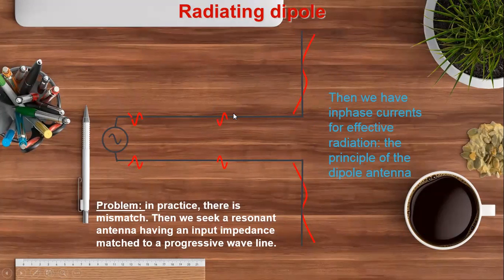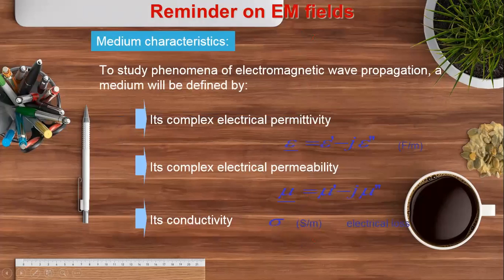This pole is nothing but the radiating dipole. So when we have in-phase currents for the effective radiation, the principle of the dipole antenna will come into the picture. In practice, there is a mismatch. Then we see the resonant antenna. So see here, this dipole source is connected to the transmission line, and these two poles are nothing but matching. So at that time, you can say that radiation dipoles are going on.